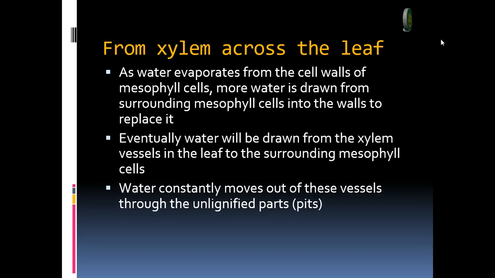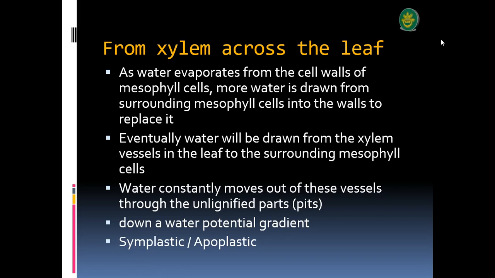Water constantly moves out of these vessels through the unlignified part, right? Small pores that are known as pits. And the movement of water is down a water potential gradient, because whenever transpiration occurs, there will always be a lower water potential in the leaf, especially in the air spaces, compared to the xylem vessel. And water can actually take 2 different paths in traveling from one cell to another. Those paths are known as symplastic or apoplastic. We are going to discuss this further in the slides that you are going to see after this.